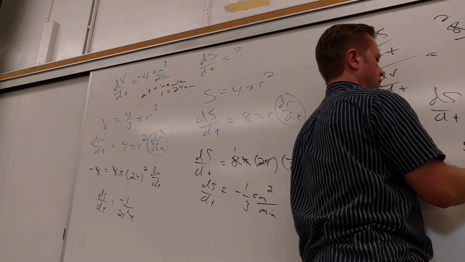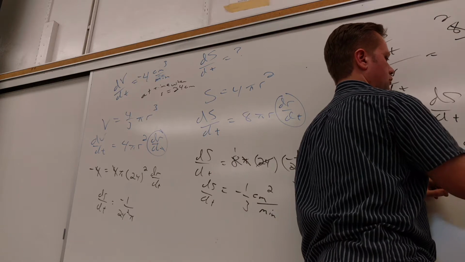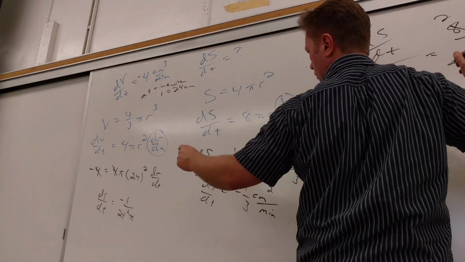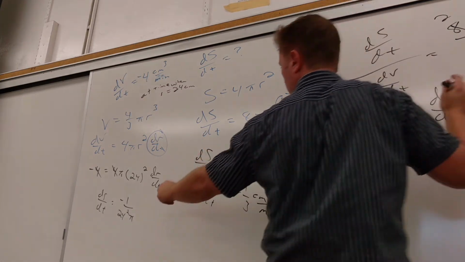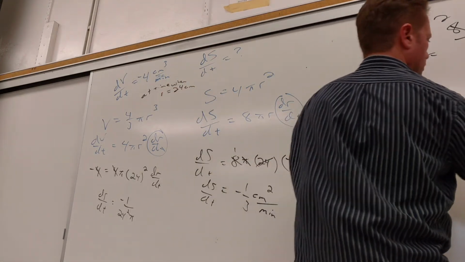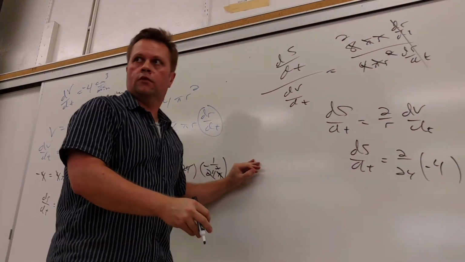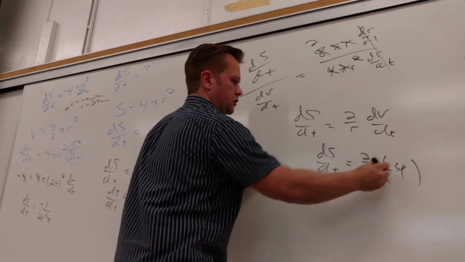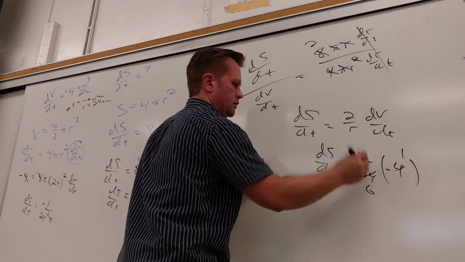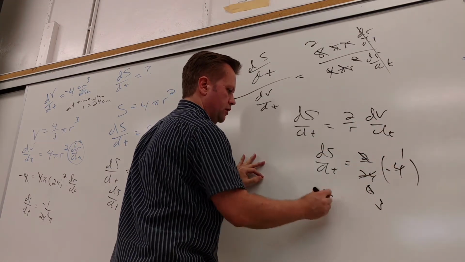And what's dV/dt? Negative 4. What was it? I'm sorry, negative 4 centimeters. Oh yeah, that's right, negative 4. 4 goes into 24 6 times. 2 goes into 6 3 times. Negative 1/3, done. Thank you very much.